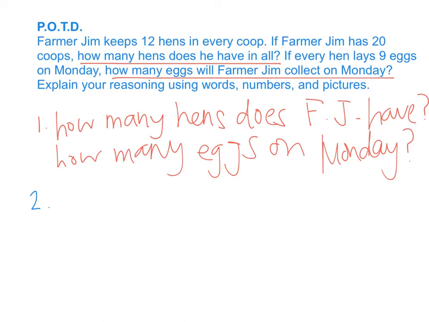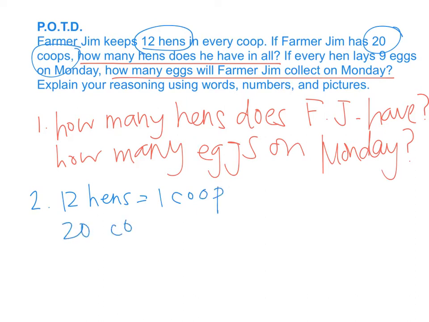Number 2 asks you to find the important information you'll need. What information do you need to know in order to figure out how many hens Farmer Jim has? Grant? So he has 12 hens in each coop. Okay. He has 20 coops. You got it. So we have to write down that he has 12 hens in one coop. And altogether, he has 20 coops. What about to figure out how many eggs he has on Monday? What information do we need?